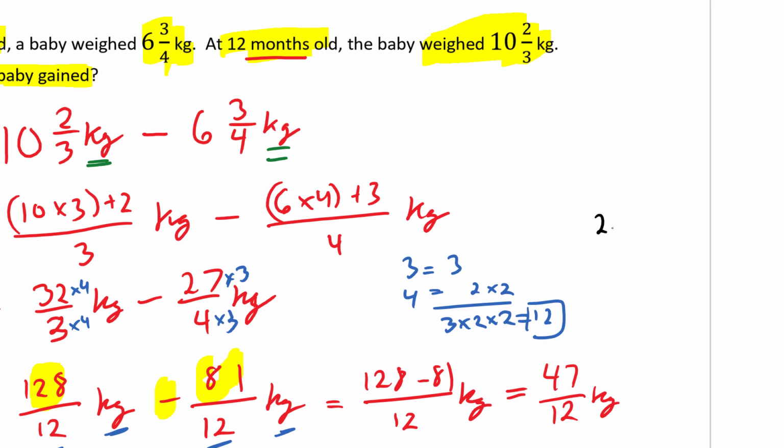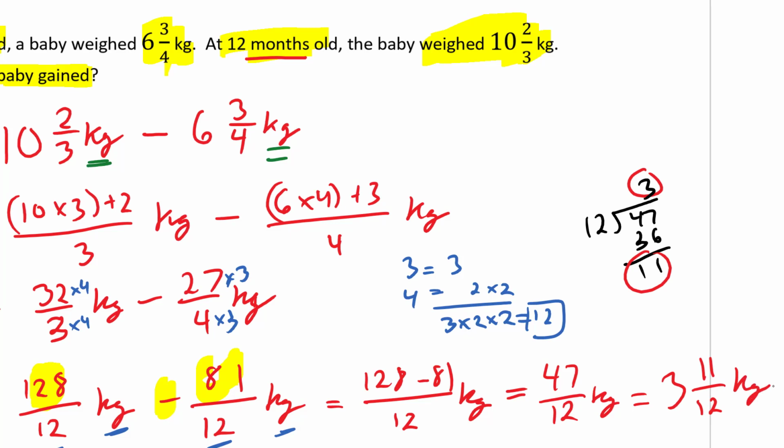Long division. How many times does 12 go into 47? It goes in 3 times. 36, 11 remainder. So here we get 3 wholes, 11 over 12. Is there a common factor that can come out of 11 and 12? There is not. Therefore, that is the final answer.